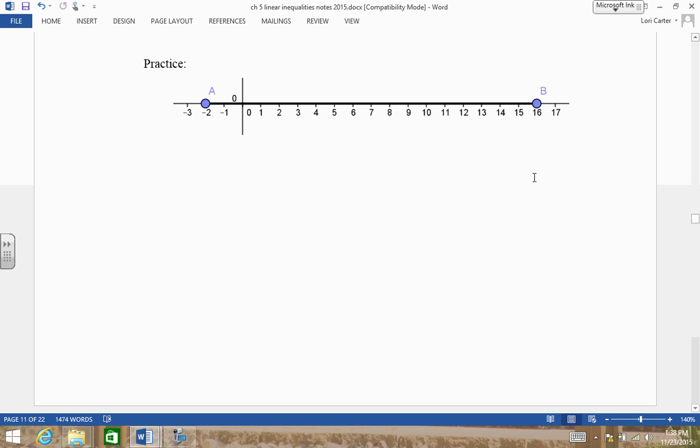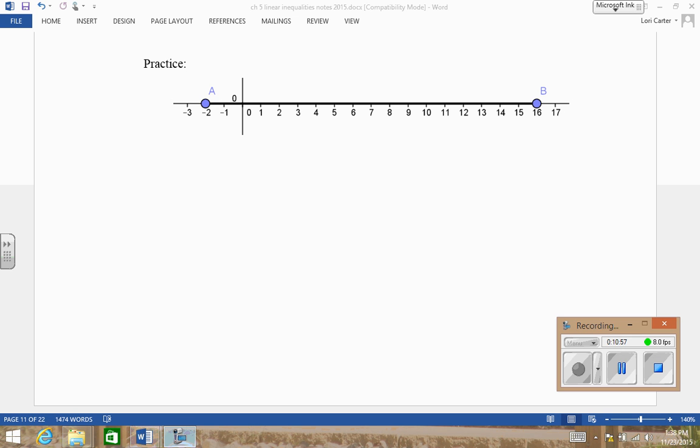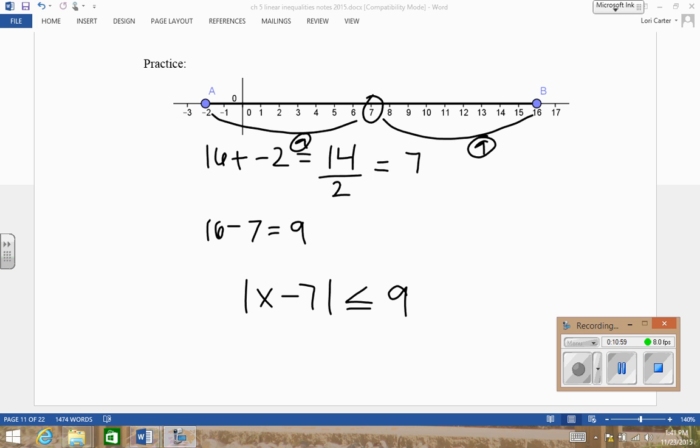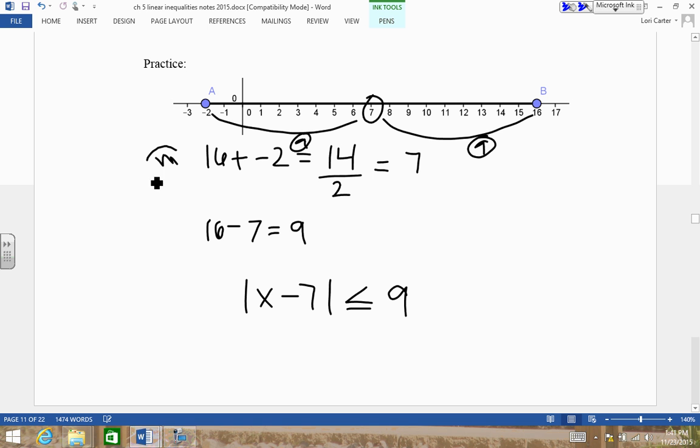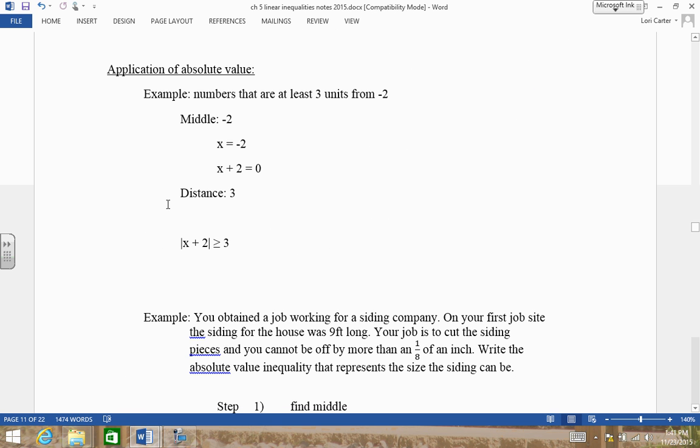Okay, your turn. You done already? Everybody's happy? So first thing you found the middle. This is the middle. This is the distance. And then this was the direction. Any questions? That was well done. Okay, all right, now you have to do it from words.